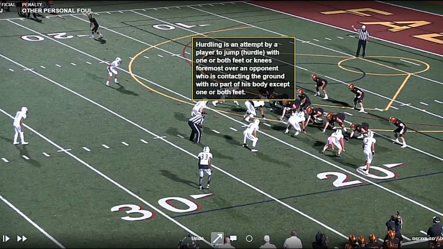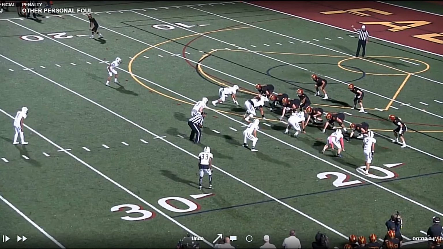The person they're jumping over is not contacting the ground with anything other than their feet. So they're not prone, their hands not down, anything like that. Then it's hurdling. It's pretty simple. I've had guys try to tell me, oh no, they jumped straight up in the air, he didn't hurdle. It doesn't matter. Don't split hairs. If they attempt to hurdle over an opponent and that guy isn't prone or have a hand on the ground, throw the flag.